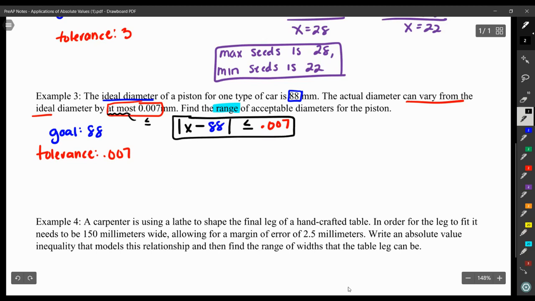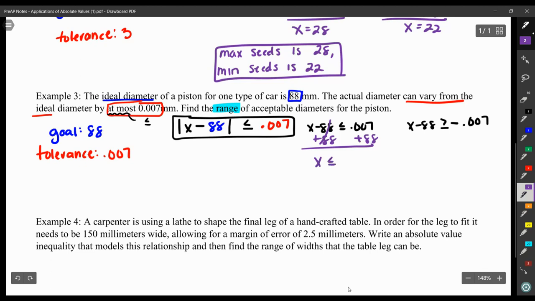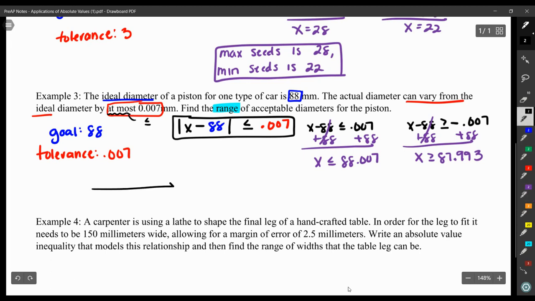Now, to actually find the range, we're going to solve this like a regular inequality. We're going to take the inside less than or equal to 0.007, and then the inside greater than or equal to negative 0.007. And we're going to solve like normal. Add 88 to both sides. You end up with x less than or equal to 88.007, and then we add 88 on both sides here. x greater than or equal to, this is really subtracting, 87.993.